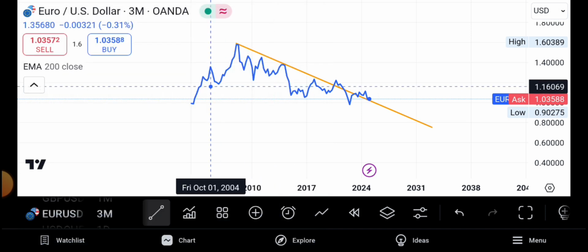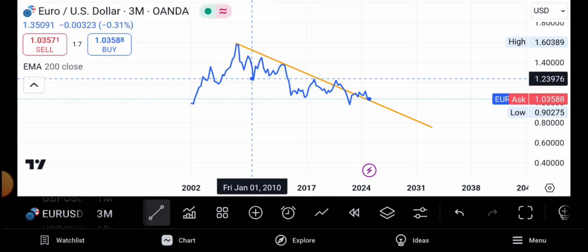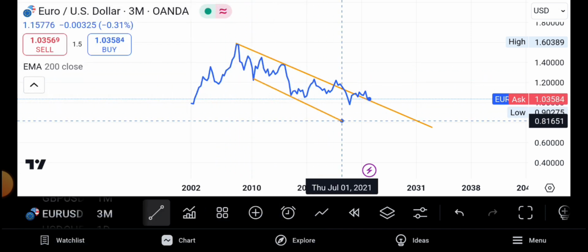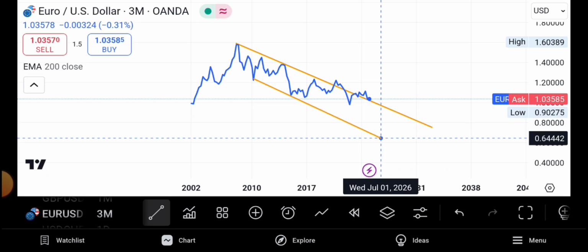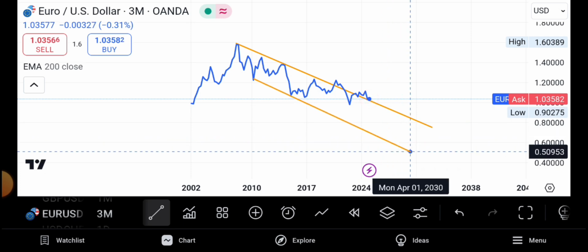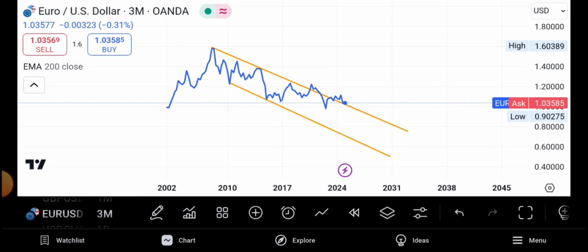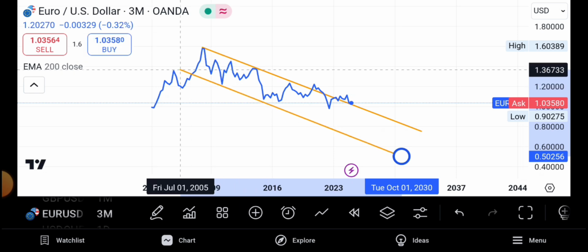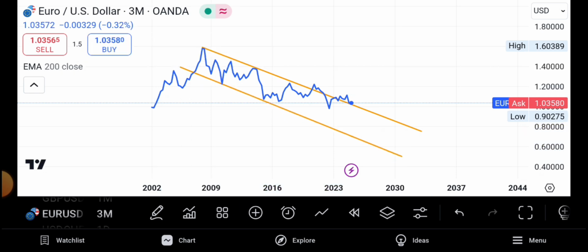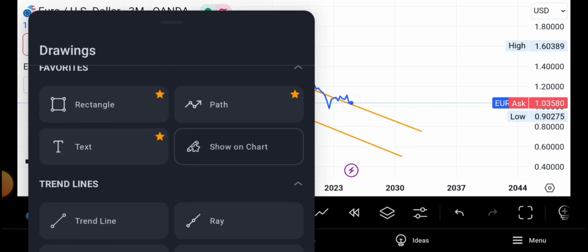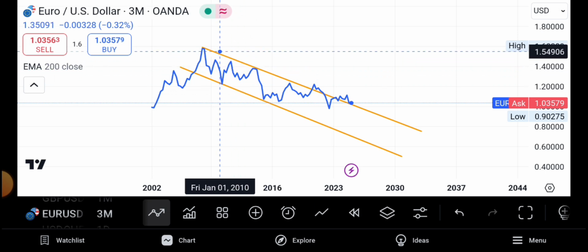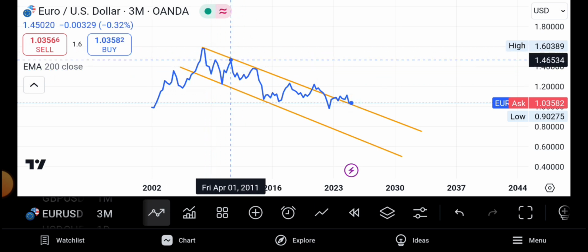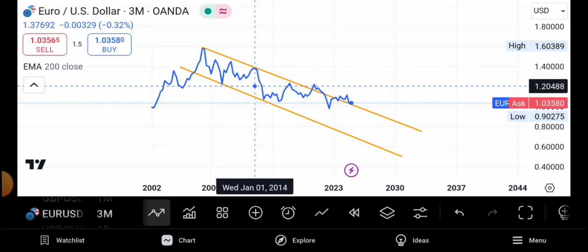Let us now draw a channel here. You can see all of us that we had a downward channel, a good one. This is the 3 month. Are we together? This is what I'm calling a channel: we have an upper trend line and a lower downward trend line. Together, it makes a channel.